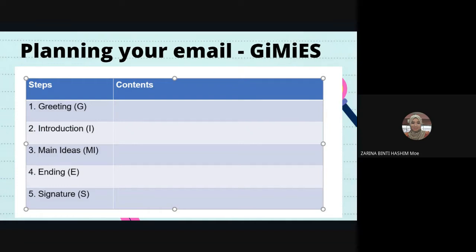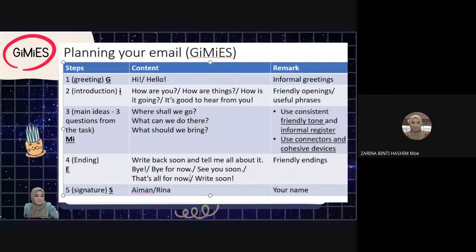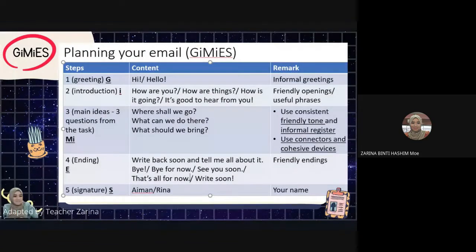For signature, you just write your name. You don't have to sign in a way that your teachers or the examiners cannot see your name. Just write your name, that will be just fine. Now I will show you the planning and the answer to that. So this is how you write.